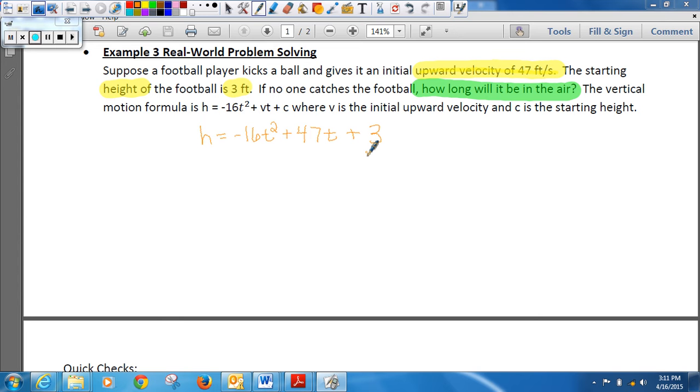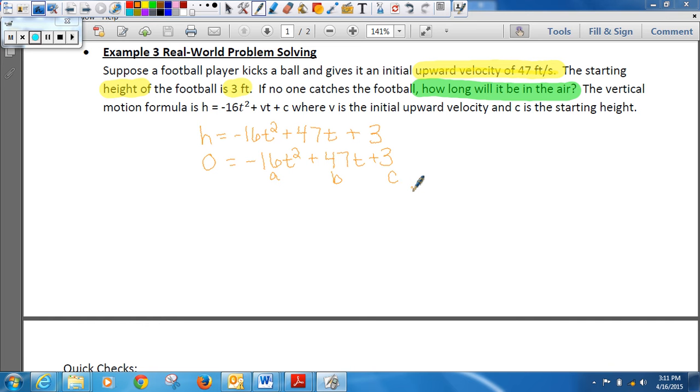It wants to know how long it would be in the air if no one catches the football. Well, if no one catches the football, the height is going to be at 0. So I replace that. Since this is in standard form and it's already equal to 0, I can go ahead and solve it. So here is your a, your b, and your c.